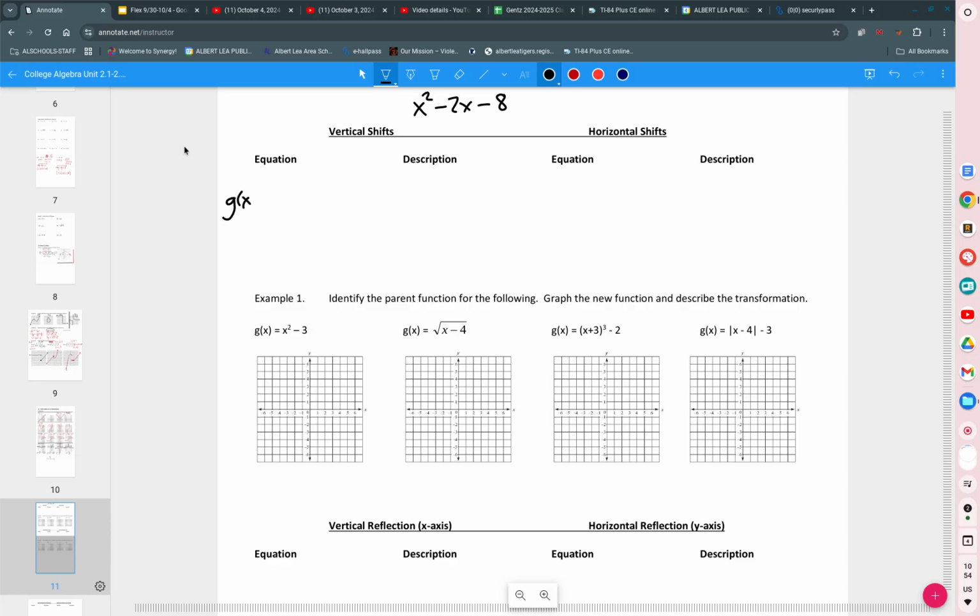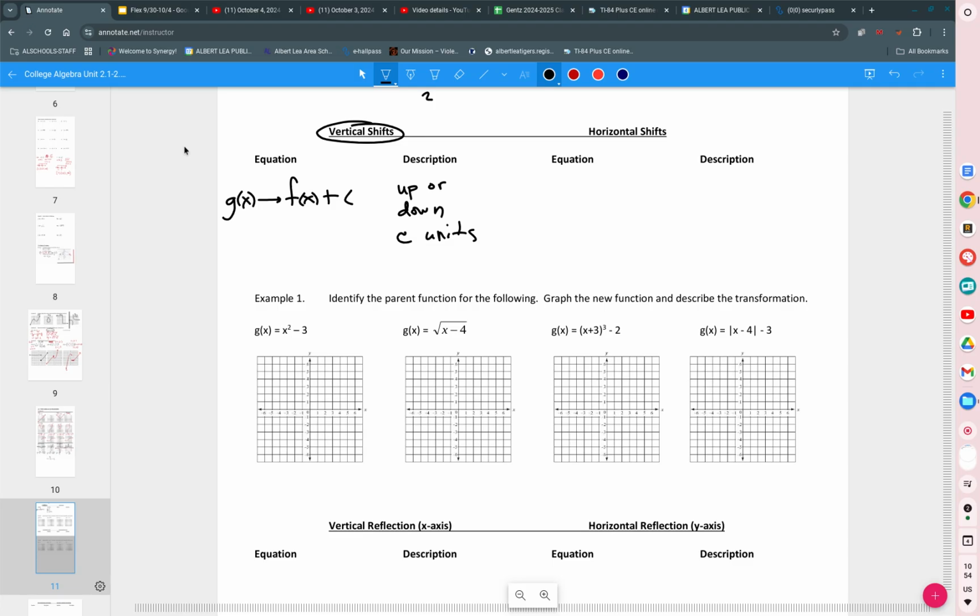So suppose we have a function g of x, and we're going to say it's basically the same thing as f of x, but with a constant added on the end. If you put a constant added on the end of a function, it's going to create a vertical shift. Literally what it will do is move it up or down c units. Simple as that.